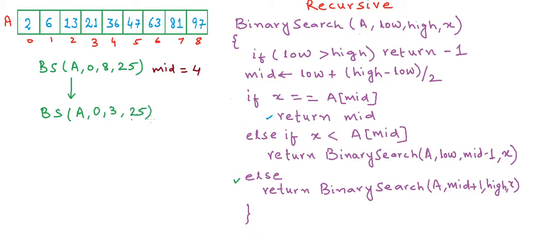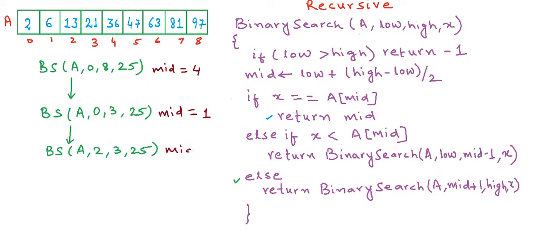Okay, now is low greater than high? Is 0 greater than 3? No. So we go ahead and calculate mid. Mid would be 1. Element at index 1 is 6. 25 is greater than 6. So we make a recursive call to search for 25 between indices 2 and 3.